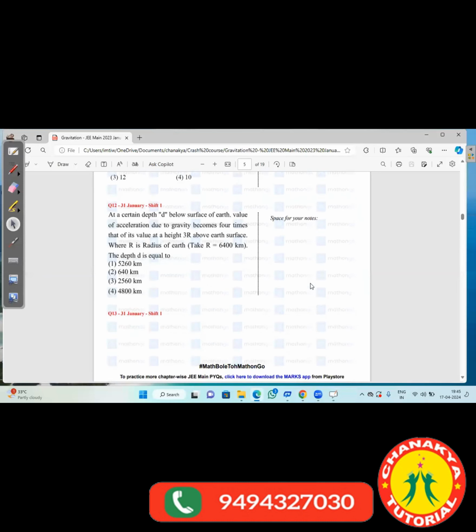At a certain depth d below the surface of Earth, the value of acceleration due to gravity becomes 4 times that of its value at a height 3r above the Earth's surface, where r is the radius of Earth. So the depth d is equal to? So we will use both the expressions for acceleration due to gravity at height and acceleration due to gravity at depth.